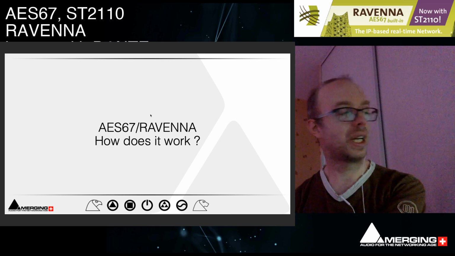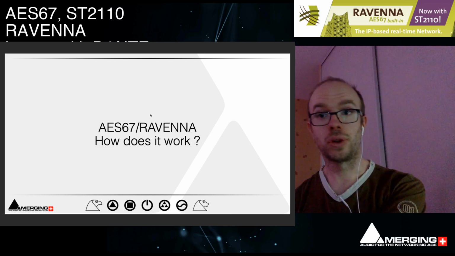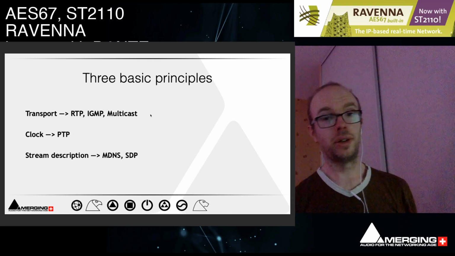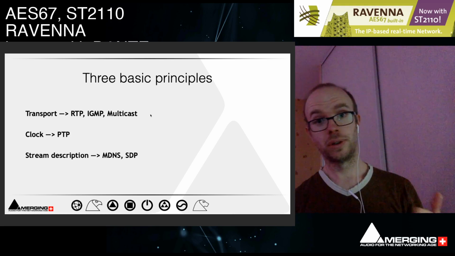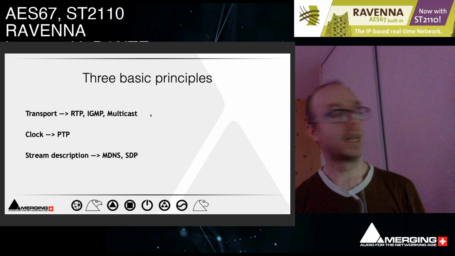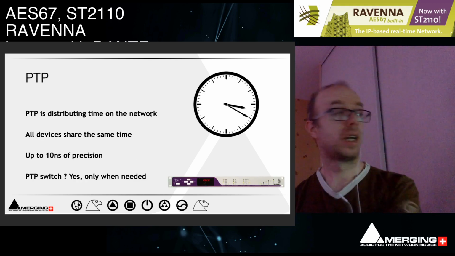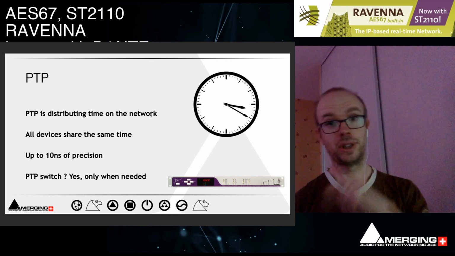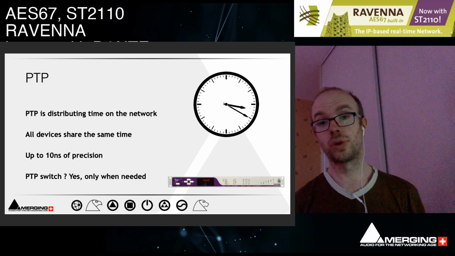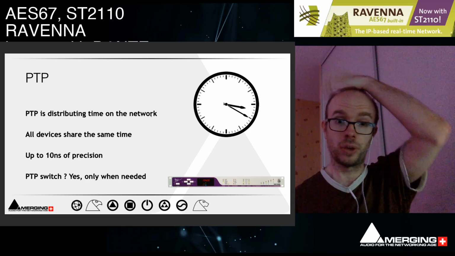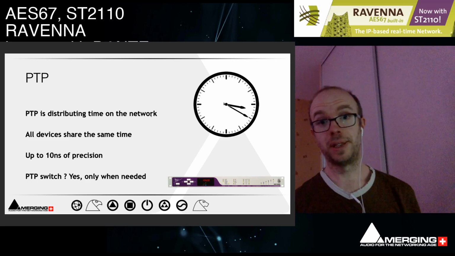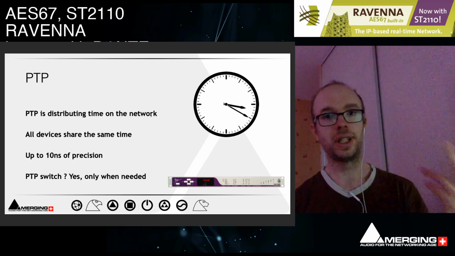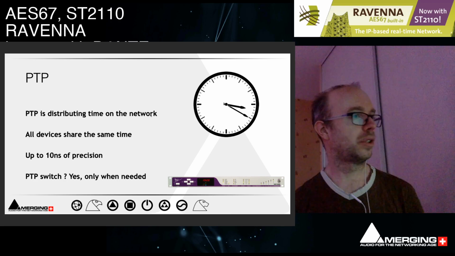So let's go a little deeper and define how it works. As I said before, AES67 is based on three main principles: you have transport, you have clocking, and you have stream description. And actually, the most important is the clocking. The clocking on the network is how you share the same time between the devices on the network. This is useful, of course, to have the exact frequency. So instead of sharing a word clock on the network, you share the PTP time, and you can reconstruct the actual media clock, which is the audio clock, 48K or 96K or 352K.